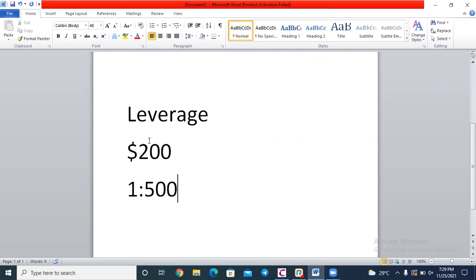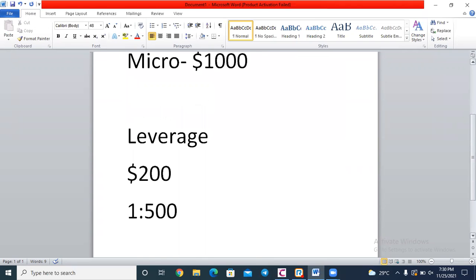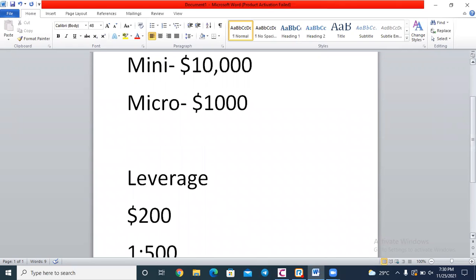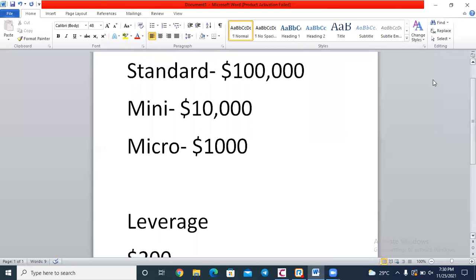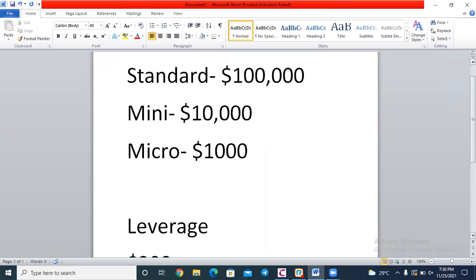Now, since you have $200, $200 multiplied by 500. If $1 gives you 500, then $200 will give you 100,000 units worth of currencies. So with your $200, you can purchase the same quantity of currencies the trader who has $100,000 in his account would purchase. That's the benefit of using leverage.